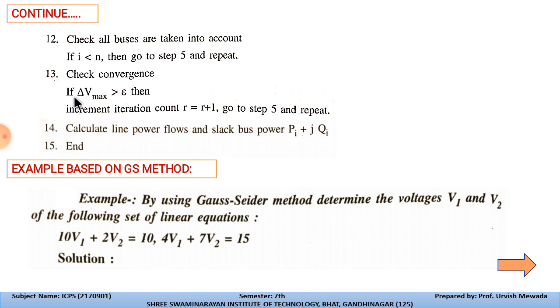Now to better understand this algorithm and the flow chart, we discuss one example which is based on the GS method. In this, by using the Gauss-Seidel method, determine the voltages V1 and V2 of the following set of linear equations. These two are the linear equations for which we need to find V1 and V2. 10 V1 plus 2 V2 is equal to 10, then 4 V1 plus 7 V2 is equal to 15. So let us solve this.